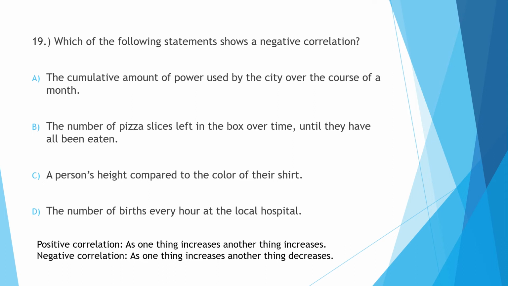A person's height compared to the color of their shirt, these would be two unrelated things and would have zero correlation whatsoever. The number of births every hour at the local hospital would also not have a correlation, as the amount of births per hour would be variable and unpredictable.